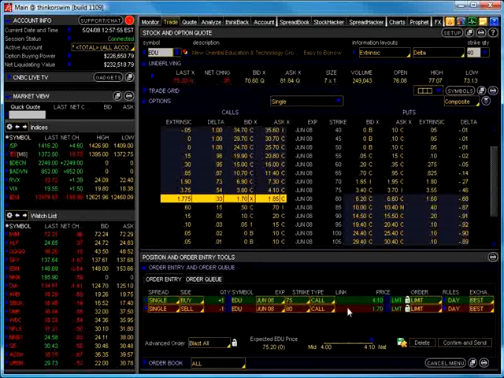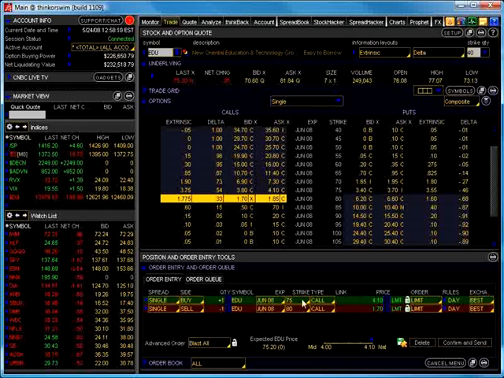So let's take a look quickly at this particular spread. We're buying one call, we're selling one call. The difference in this, I should remind you, this is in the same month, this is in June.